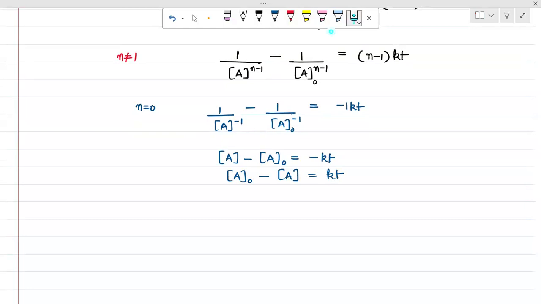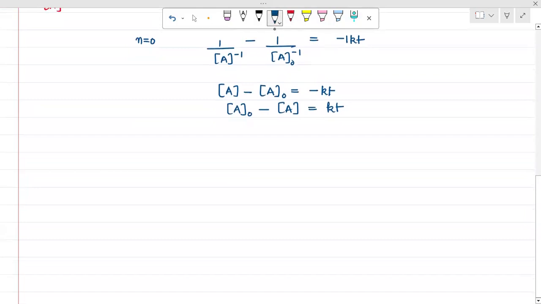Why? Because 1 minus 1 is going to be equal to 0 and you will end up getting 1 minus 1, again 0 into Kt. So it's not going to be valid. You cannot use it for n is equal to 1. For that, you will have to learn the equation: ln of initial concentration by final concentration is equal to Kt. This was our equation.